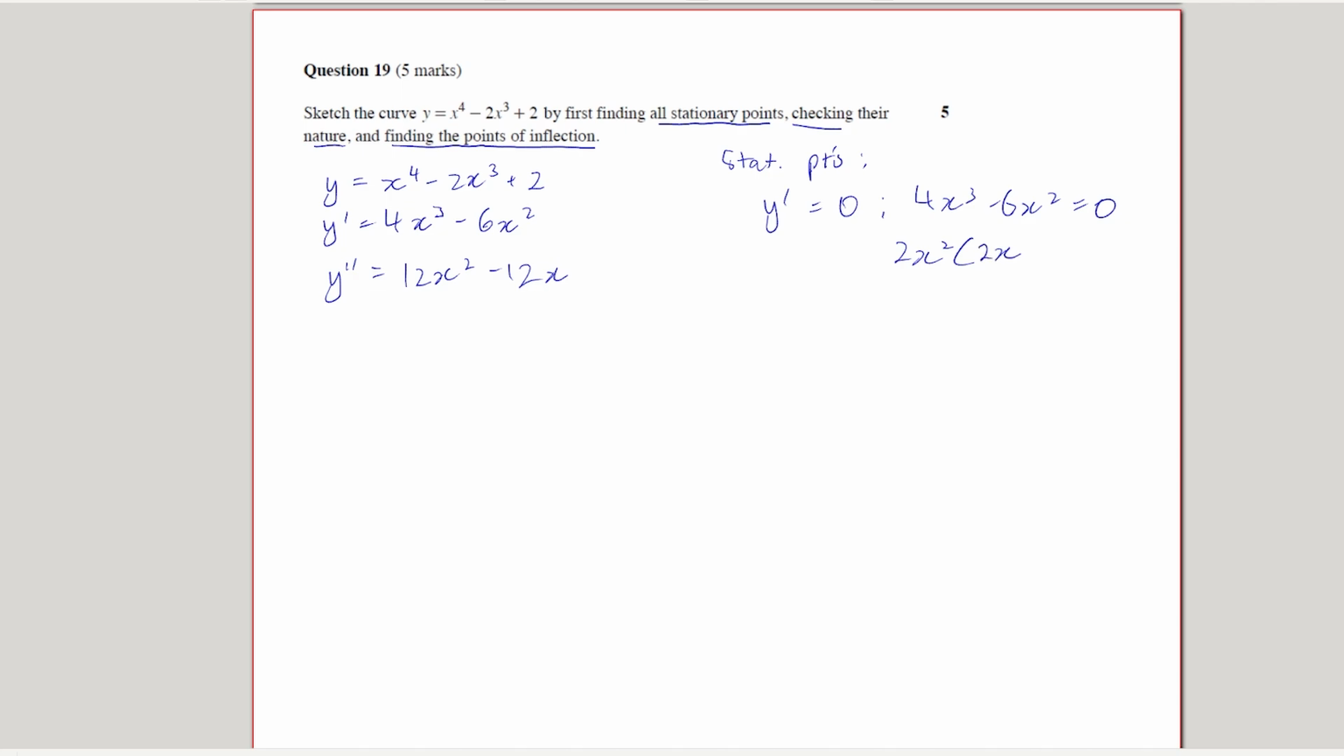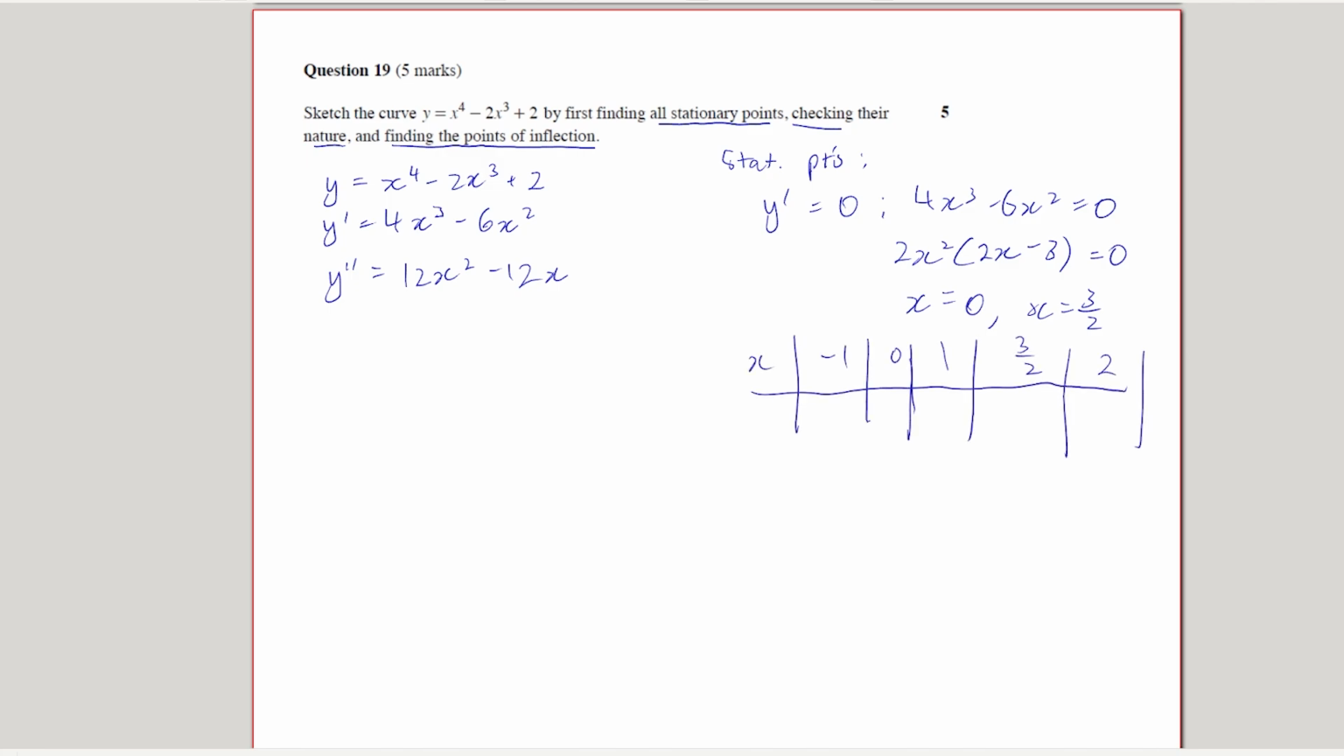This one 2x, this one becomes 3. And now I can say x equals 0, and then this one would be x equals 3 over 2. So at x equals 0 and x equals 3 over 2, there's going to be stationary points. Now to check the nature of the stationary points, what I like to do is get a table and check the values on each side. I'm going to do that all in one table.